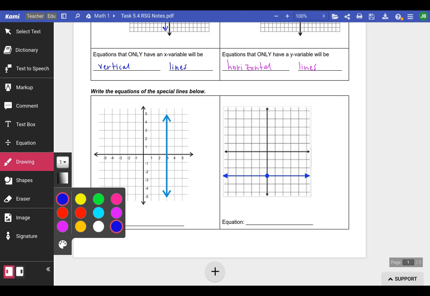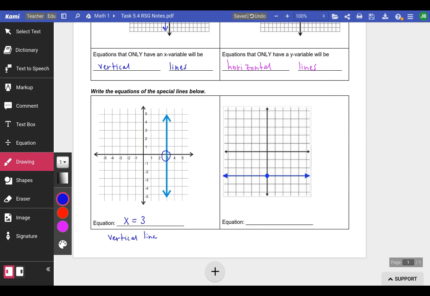So if I look at the first one here, the first thing I notice is that this is a vertical line because it goes straight up and down. And what we saw up here is that equations that only have an x variable will be vertical lines. So since this is vertical, that tells me the only variable in my equation is x. So we have x equals. Now, because this goes through 3 on the x-axis, that tells me my equation will be x equals 3.